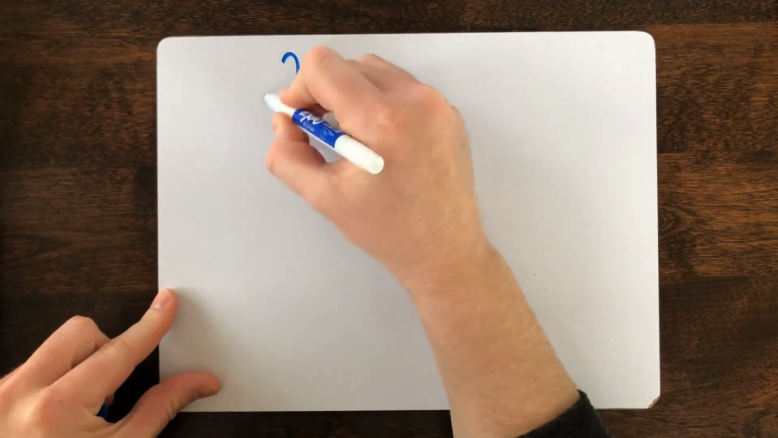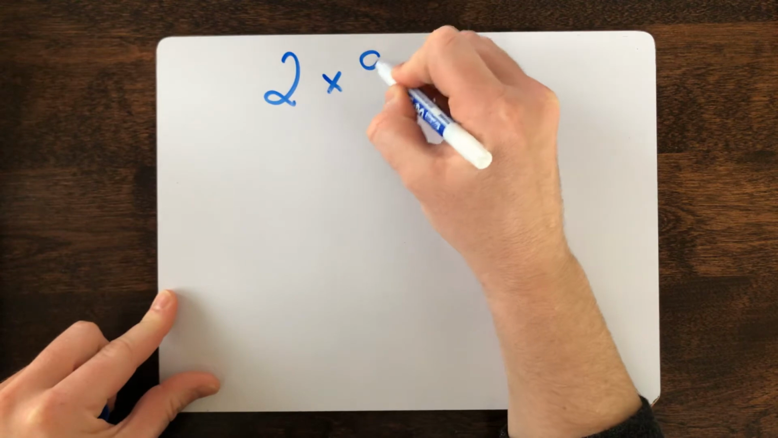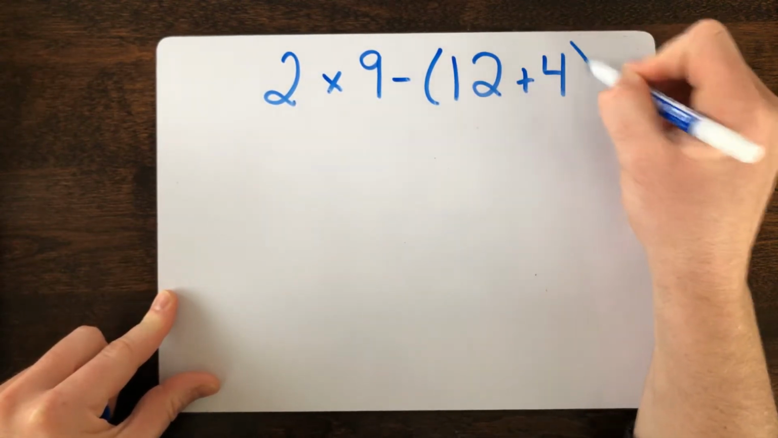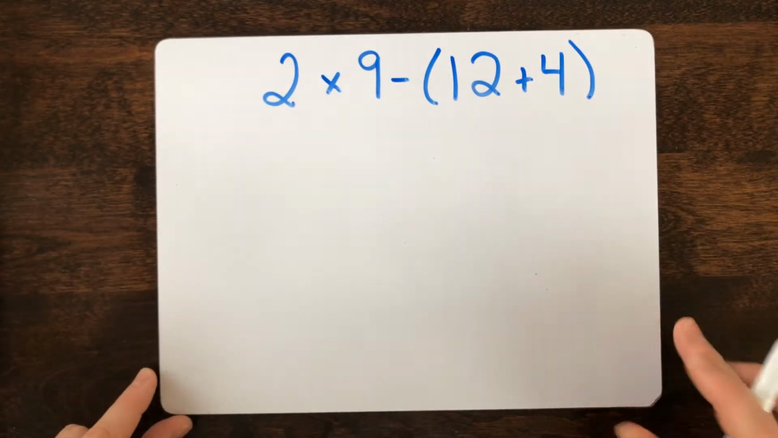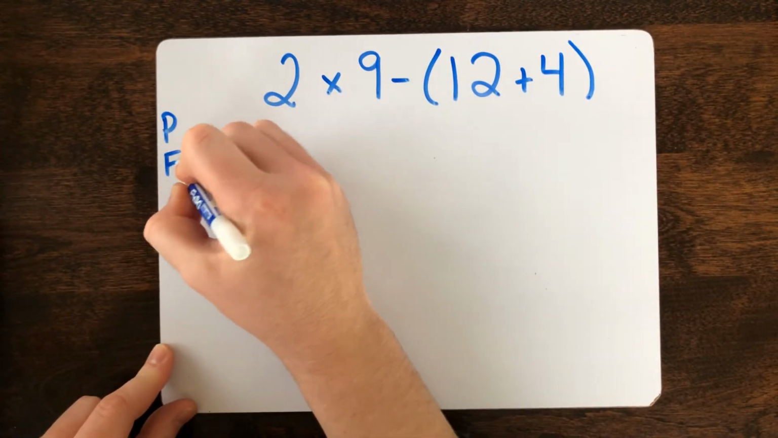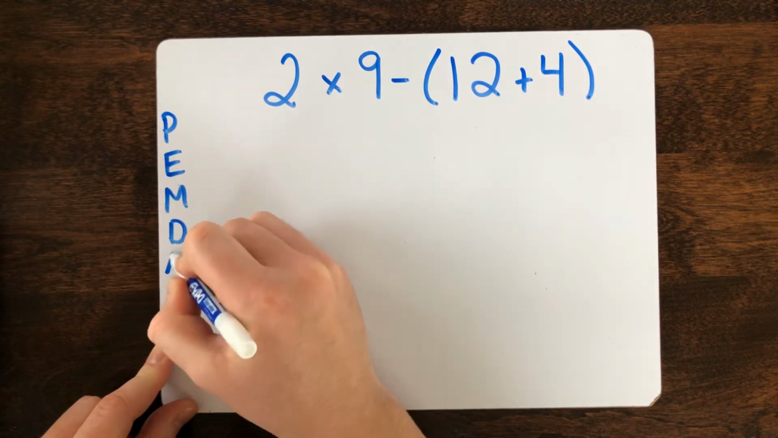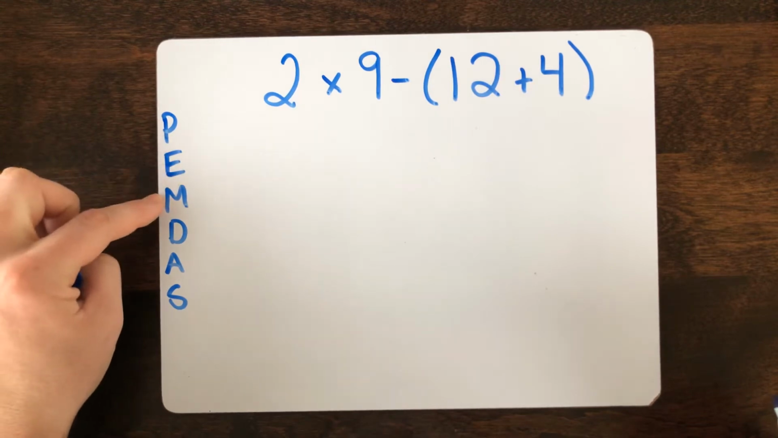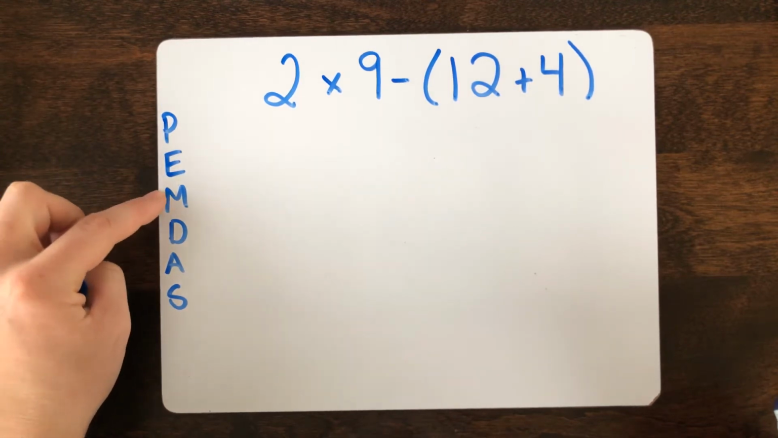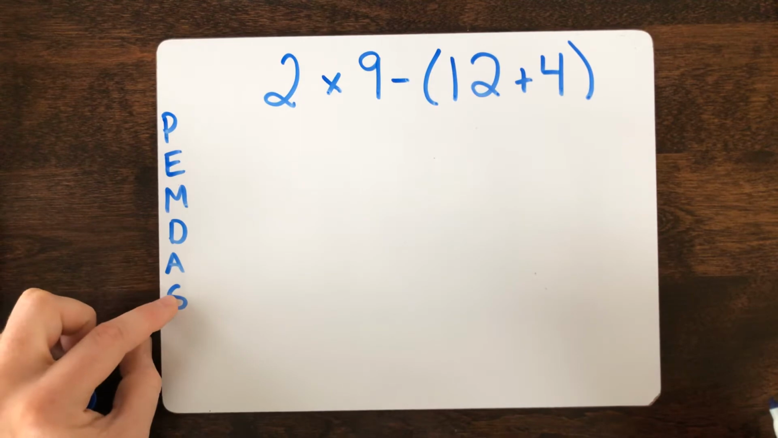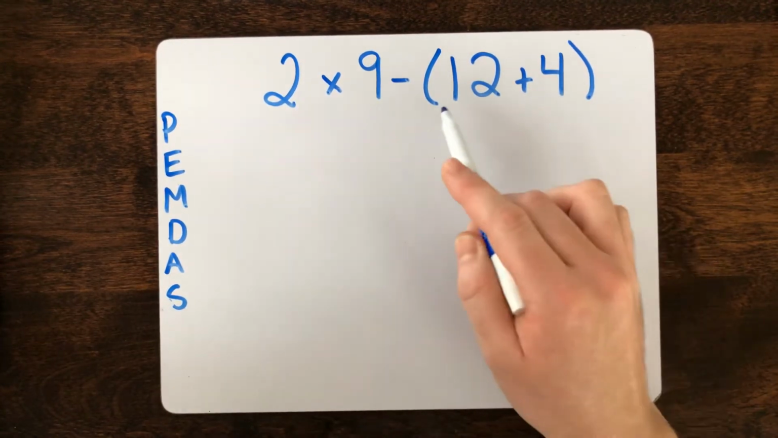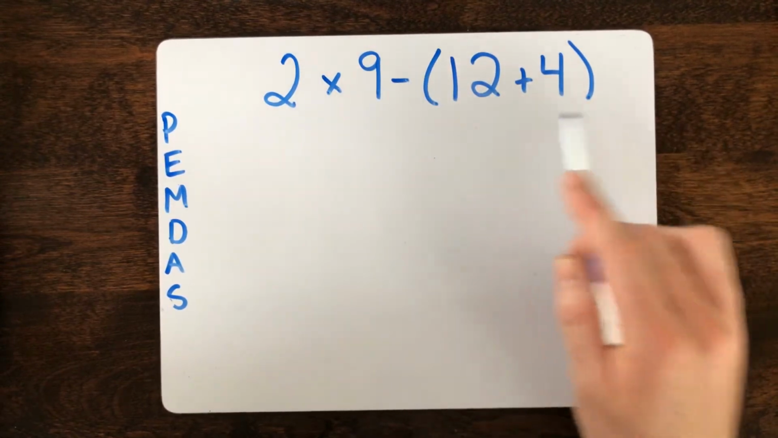So the first problem was 2 times 9 minus parentheses 12 plus 4. If I'm looking at this problem, I'm going to write the order of operations on the side so I can look at those the whole entire time. Parentheses, exponents, multiplication and division in the same step, left to right, addition and subtraction, left to right. All right? So I'm looking at this right now, and I see the parentheses are first. So I'm going to do those first.